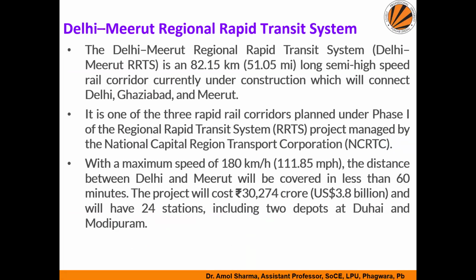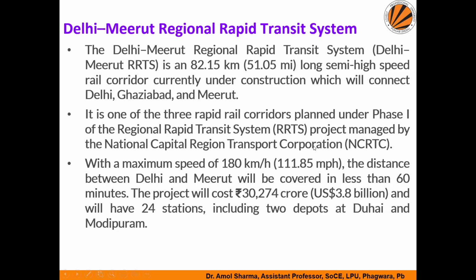An RRTS, or regional rapid rail system, was first operated in India between Delhi and Meerut. This is an 82-kilometre stretch, a semi-high-speed rail corridor currently under construction, which will connect Delhi, Ghaziabad and Meerut. Now, it is one of the three rapid rail corridors planned under phase 1. I'll tell you what is the important characteristic of this.